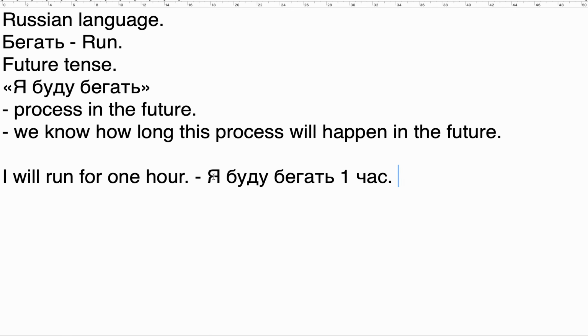What I mean? We're talking about a process, бегать, a process in the future. And at the same time, we know how long this process will happen: 1 hour, 1 час. That's why we use this version, я буду бегать 1 час. Or I will run for all day, весь день, or all night, всю ночь, or 10 minutes, 10 минут, and so on.